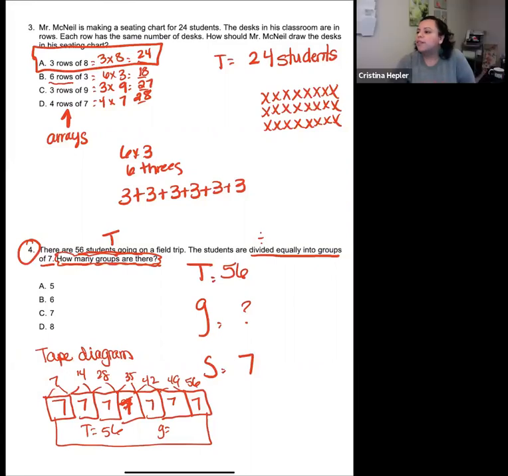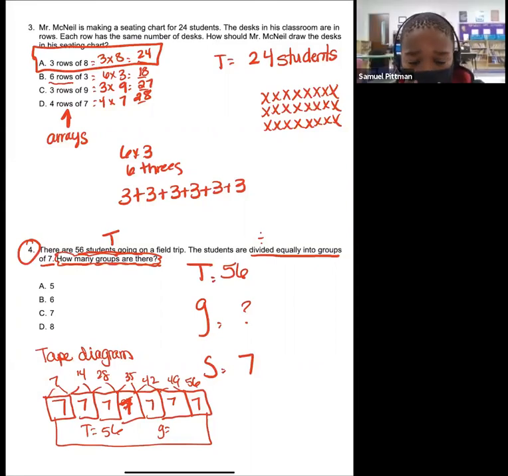We made an error. Who can find it? Who can find the error that we made? Because this does not make sense. Samuel, come off mute and tell me what is the error we made? Oh, we didn't put the group.